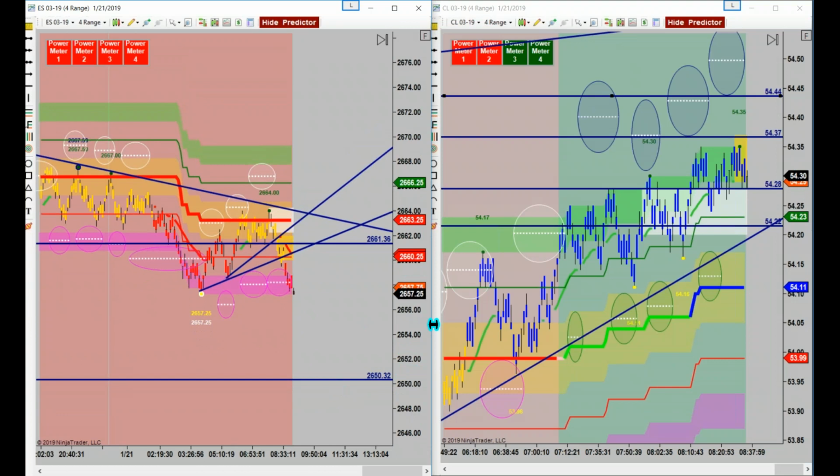Why is there variation in the size of the predictor ellipse? I'd have to actually talk to the programmer on that.